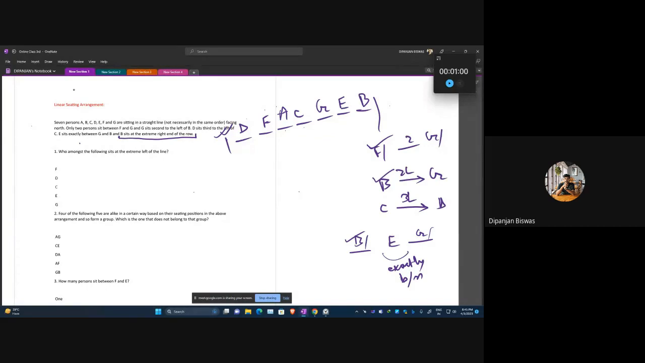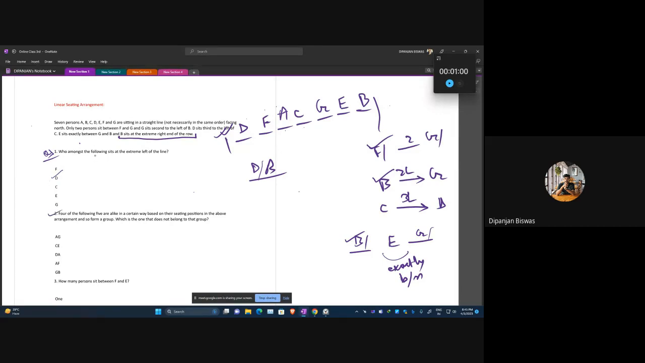So moving towards the questions, we have our first question here. It is said, who amongst the following sit at the extreme end of the line? D and B are sitting at the extreme ends of the line. So D is the only one in the options, B is not here. So D is our correct answer.